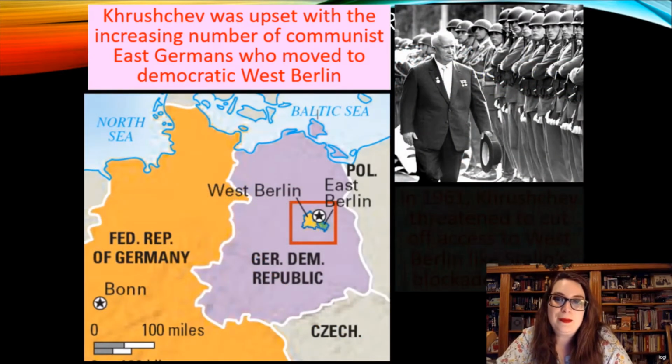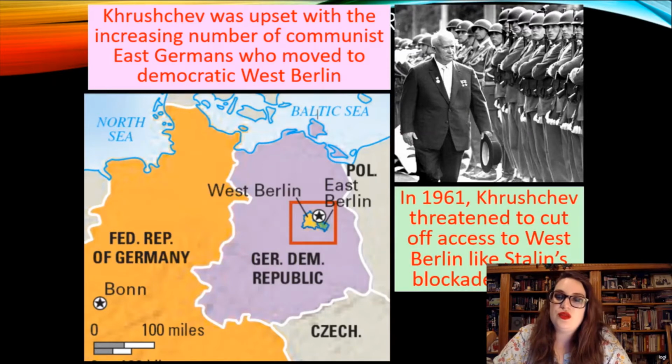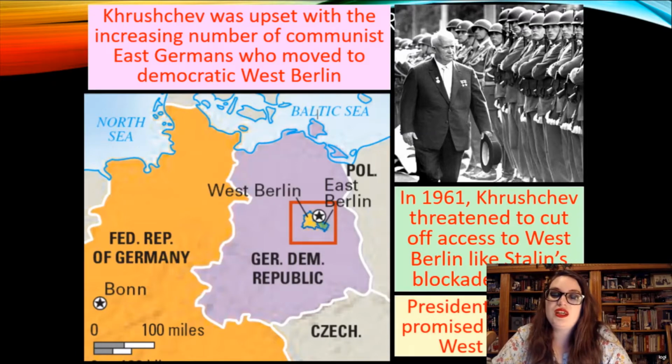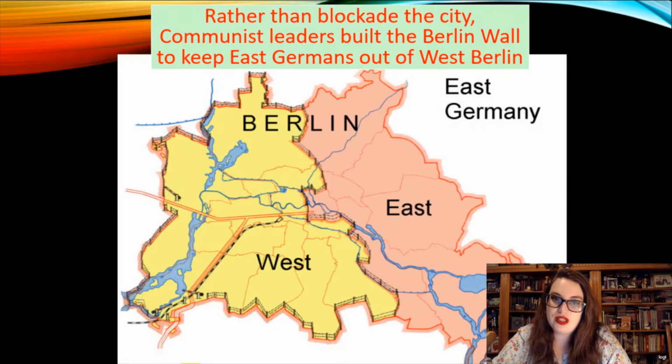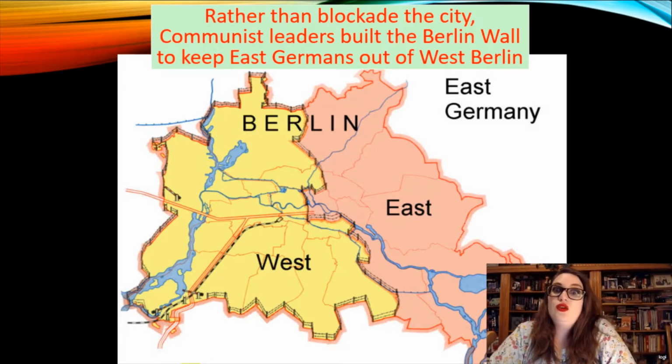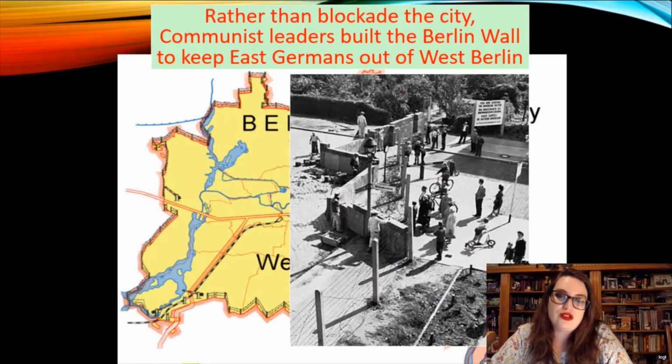So, in 1961, Khrushchev threatened to cut off access to West Berlin, like Stalin's blockade in 1948. President Kennedy promised to protect West Berlin. So rather than blockade the city, communist leaders built the Berlin Wall to keep East Germans out of West Berlin. So essentially, you had this giant wall that went up, and it was like, no one's going to get over that, and no one's going to get into West Germany.